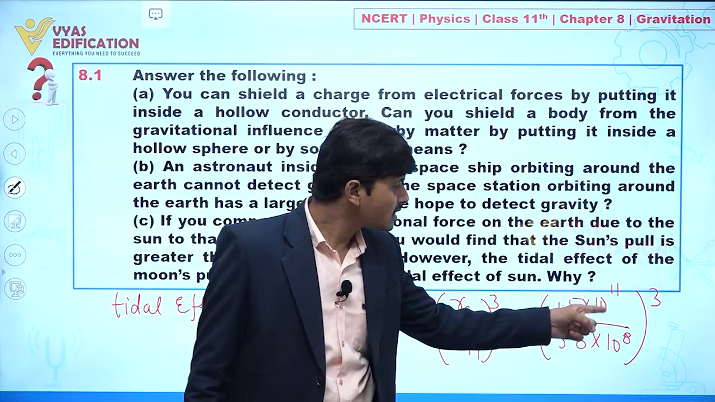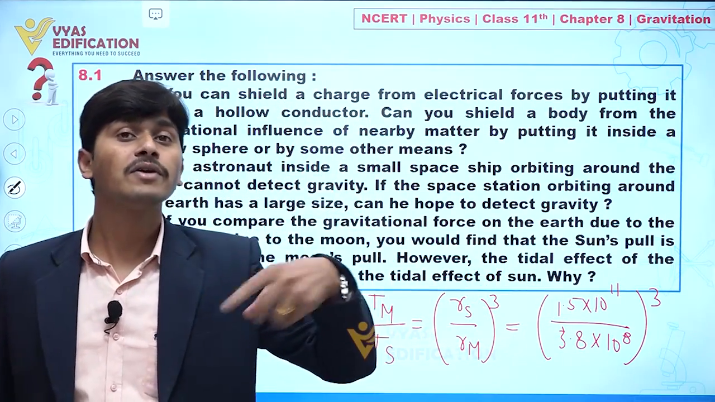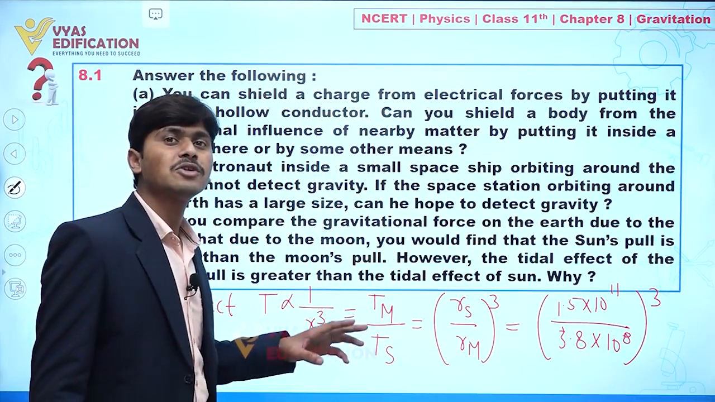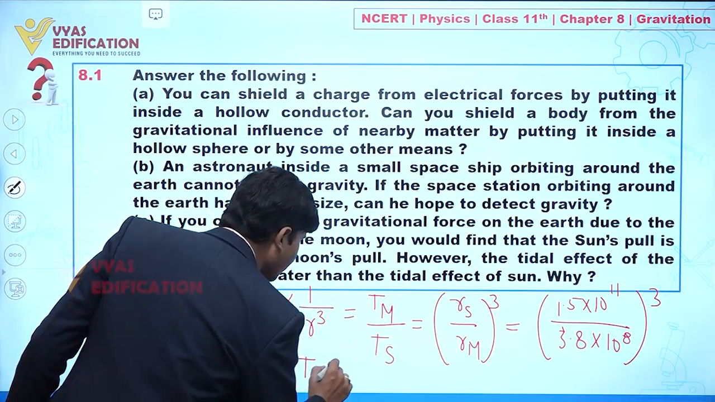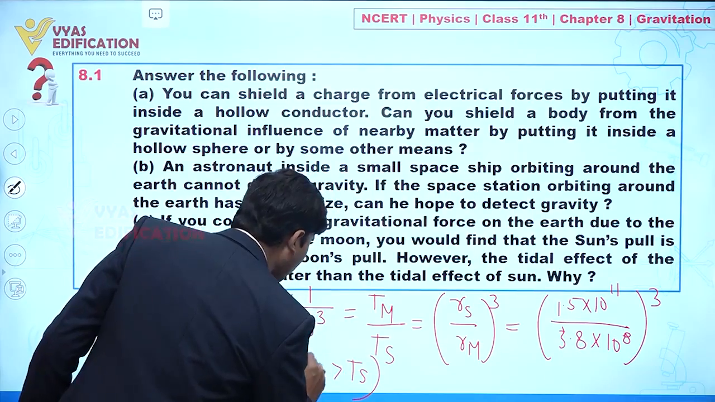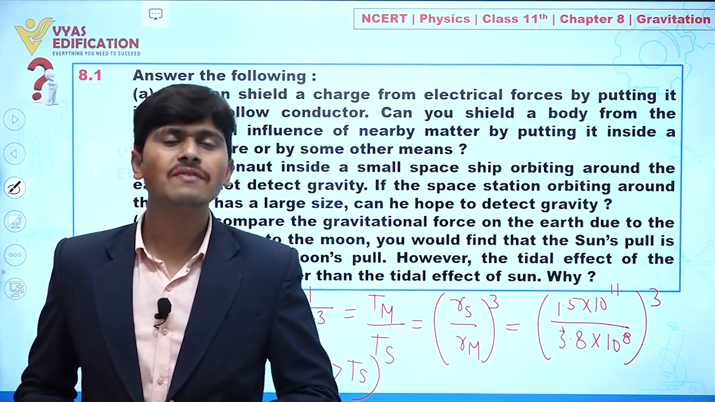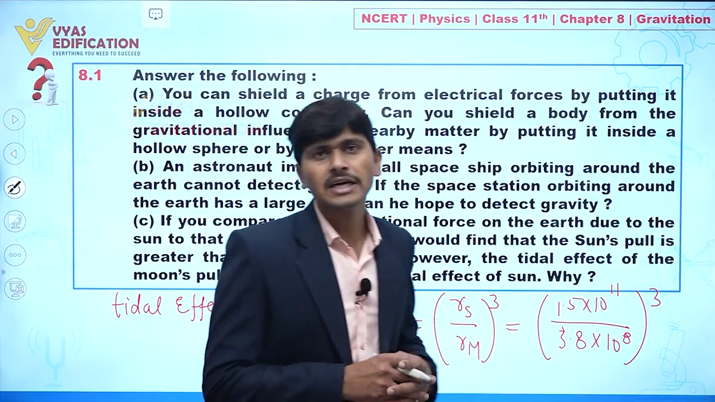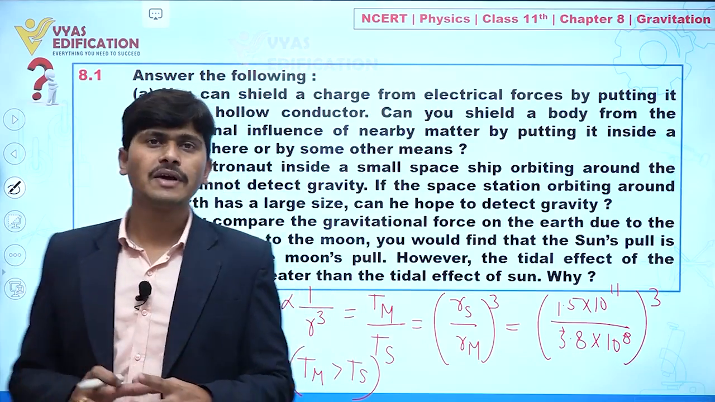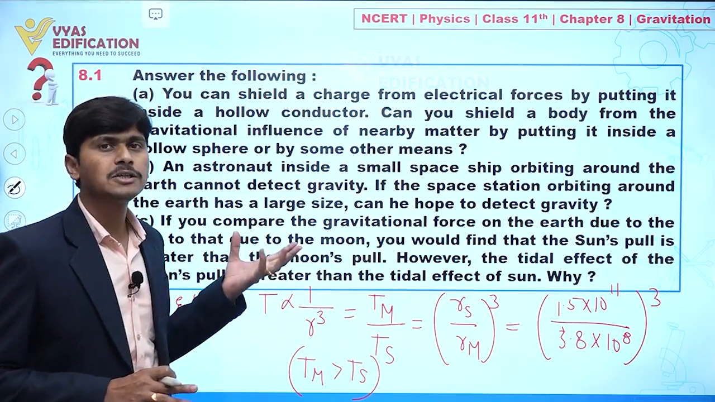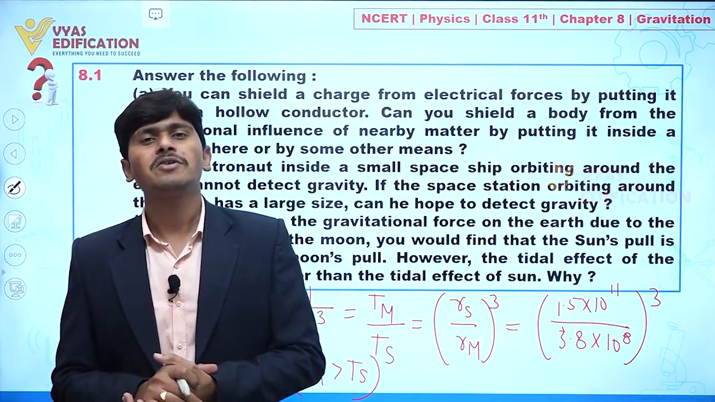Clear? Or you can say this is 10 to the power 3, and 10 to the power 3 raised to the power 3 becomes 10 to the power 9. It means directly we can say the tidal effect of the Moon will be more compared to the tidal effect of the Sun. Clear? So definitely the gravitational pull due to the Sun is more compared to the Moon, but if we are talking about the tidal effect, then the tidal effect is more due to the Moon compared to the Sun. Clear? So this is all about this question.